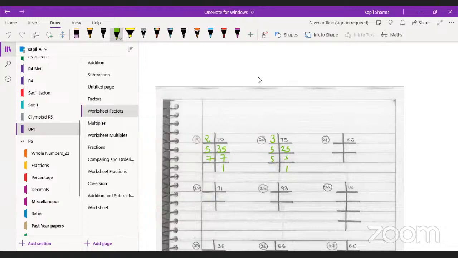Now 86, 2. Yes, correct. 43. Yes, 43 is a prime number. Okay, so 86 is 2 times 43. Yeah.